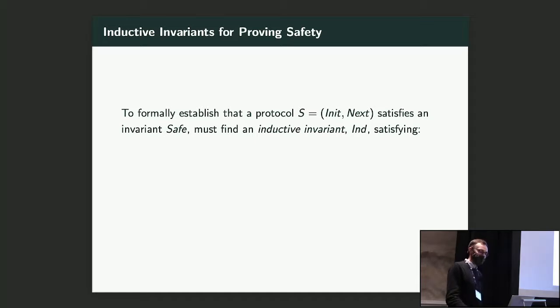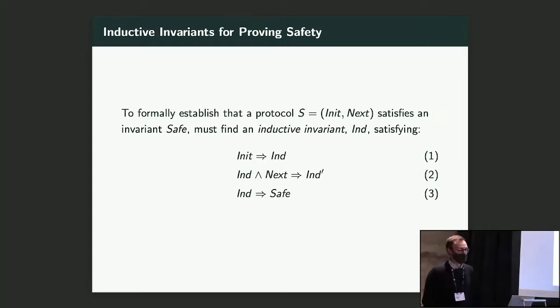theoretical background again, the basic induction rule is that if you have a protocol defined by its initial state and next state predicate that satisfies some invariant, which we call safe, typically we need to find an inductive invariant satisfying the basic conditions that the initial states satisfy the inductive invariant and that the inductive invariant is closed under the transition relation, and that the inductive invariant is of course sufficient to prove your safety property, your invariant, and typically the inductive invariant will be a strengthening of your given invariant.